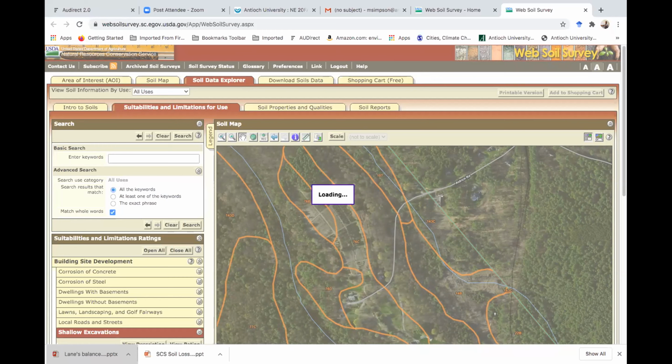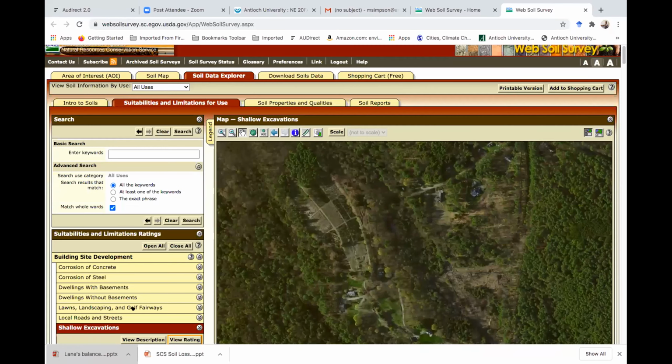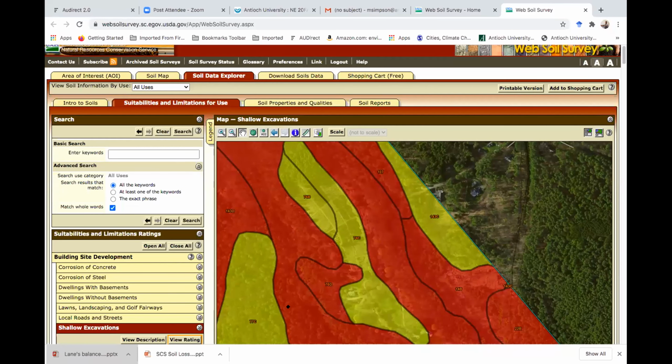But while we're downloading, okay, so there. So what it does is it gives you a color code. Red is it's bad for shallow excavations. Green means it's good. And yellow means it's in between. And then you can actually print out that map or download that map and put it in a Word, Excel, or PowerPoint.